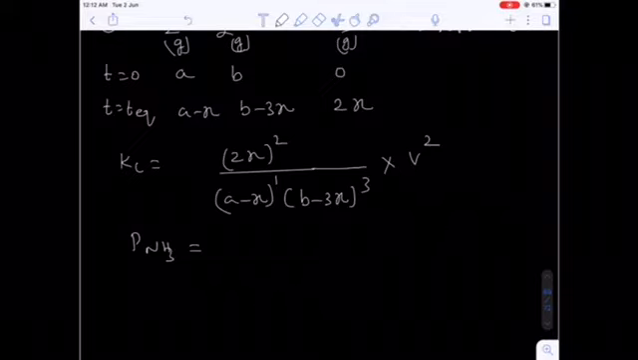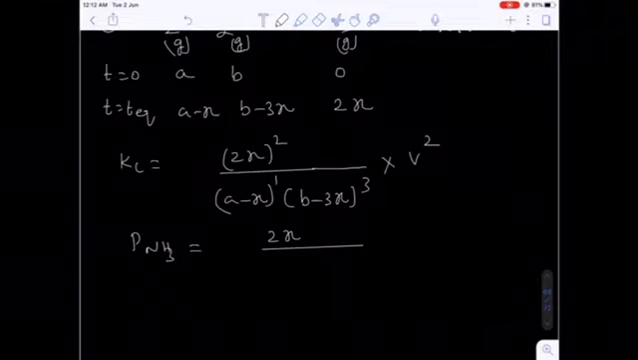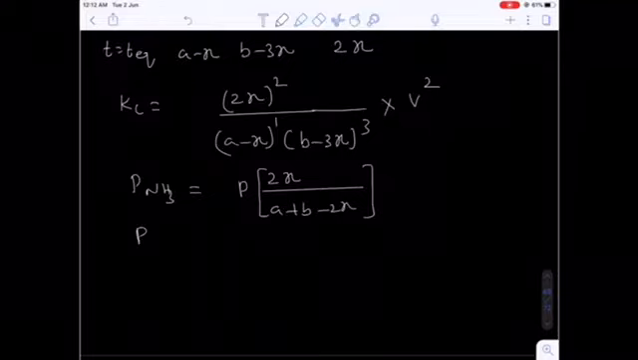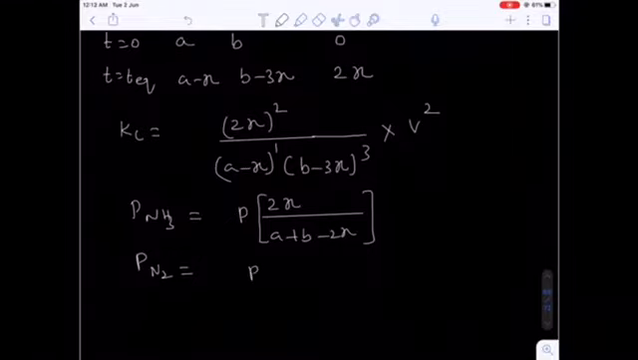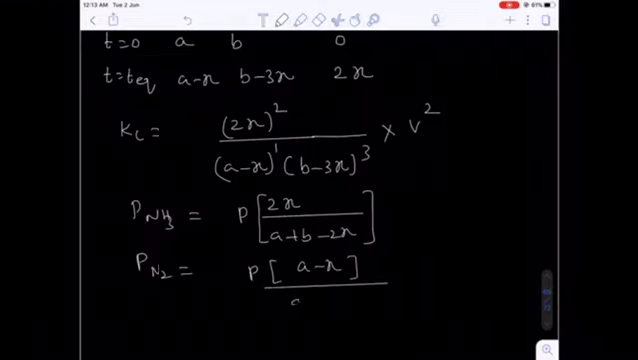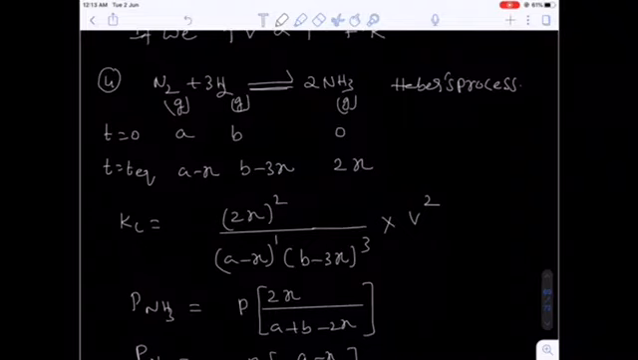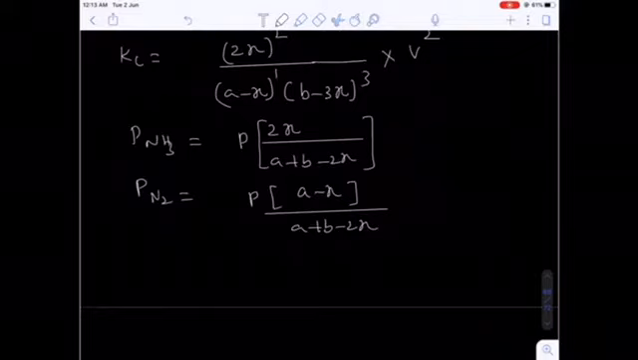Okay. Now the partial pressure of ammonia: what is the number of moles of ammonia? 2X. Now total moles at equilibrium, A plus B minus 2X, into total pressure at equilibrium. Now the partial pressure of nitrogen: how many moles of nitrogen at equilibrium? A minus X, whole divided by the total moles at equilibrium. What is it? A plus B minus 2X. A plus B: A minus X plus B minus 3X plus 2X.